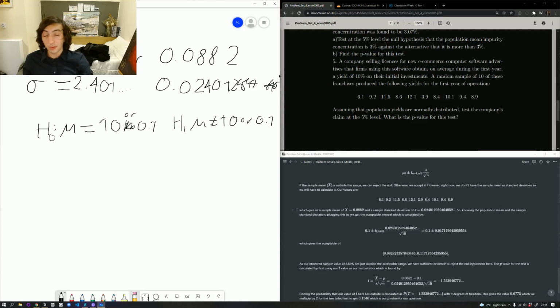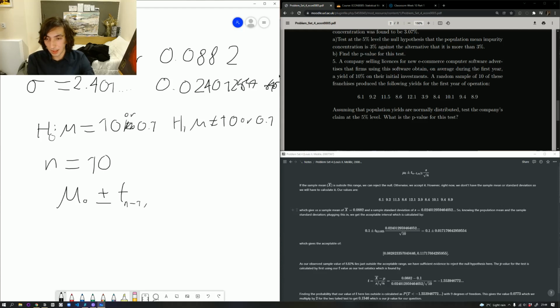To find that, we need to find the acceptable interval. Given that we know the population mean is 10%, we can use that, but we don't know the variance of the population, so we can't use that. So we're going to use the student's t-distribution this time. The interval is going to be calculated with mu 0, which is the null hypothesis mean, plus or minus the t-distribution with degrees of freedom n-1. Oh, and we also know that n is 10 here because there are 10 people.